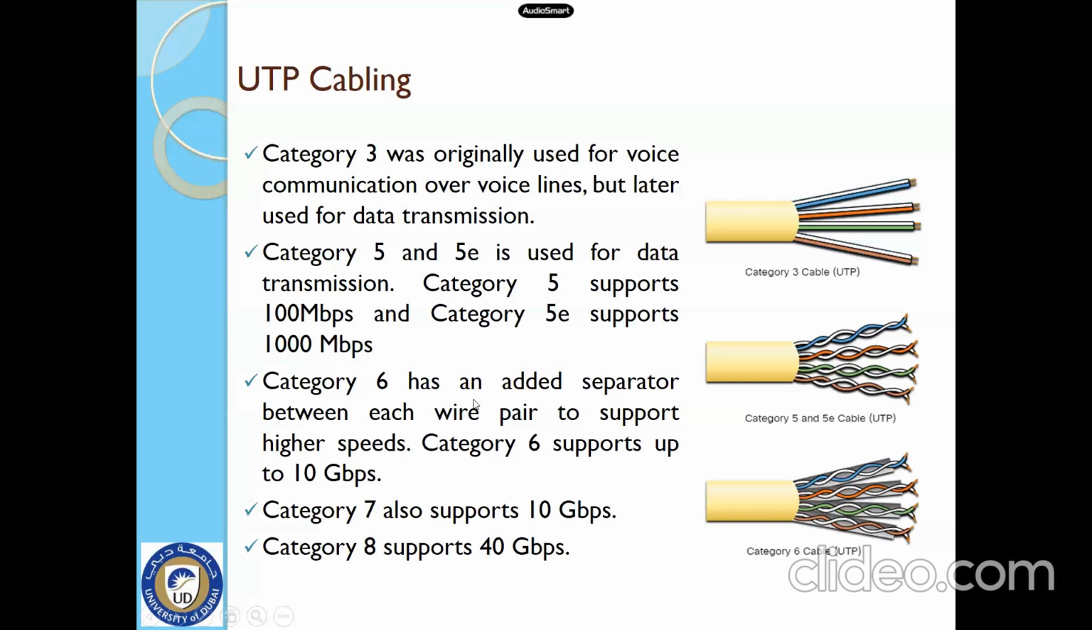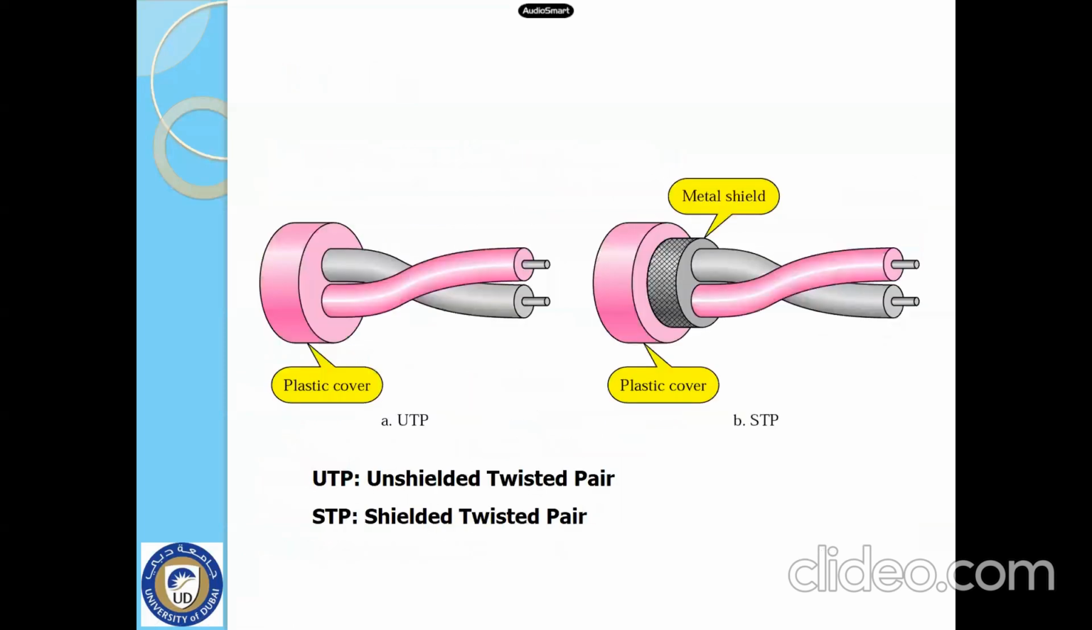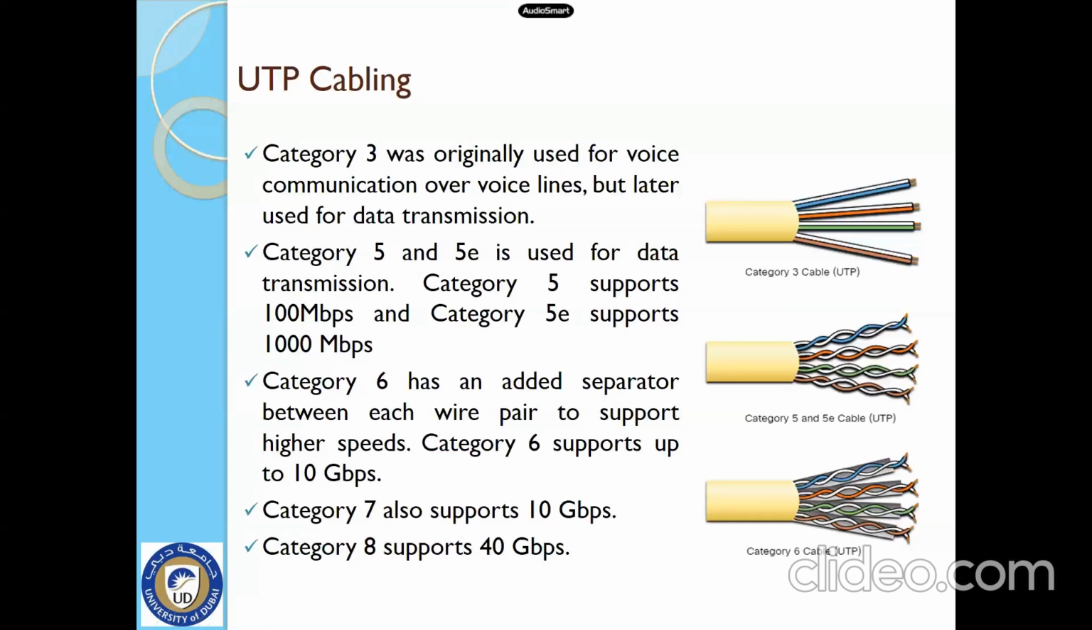Now, category 6 has added a separator between each wire pair to support higher speeds. Again, when you have more insulator, you will have less interference between two pairs. So when they added a separator between each pair, it supports higher speeds. Now here it supports up to 10 gigabit per second. Then we have category 7, 10 gigabit per second. Category 8 supports 40 gigabit per second.